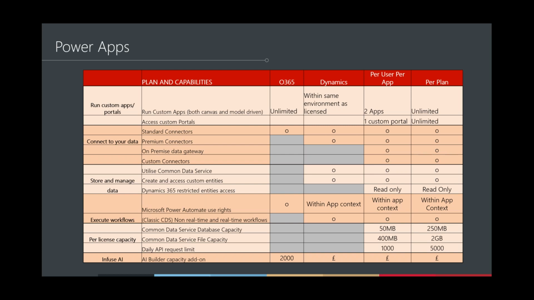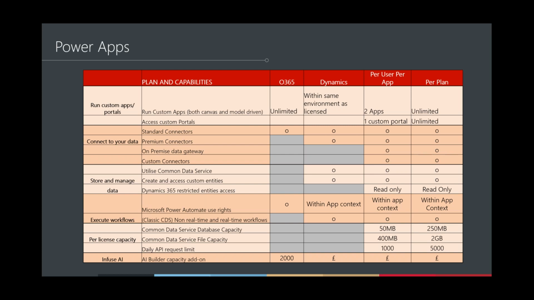But really what we're looking at here is the per user per app plan, which I just mentioned there, that kind of £7.50 per user per month, kind of entry level. As you see, you do get all of those standard and premium connectors and gateways and everything you can see on there. You are kind of restricted in your database capacity to 50 meg, and the file capacity to about 400. So really, once you start wanting to do things a bit more across the organization, you're going to have to move to the actual per app plan.